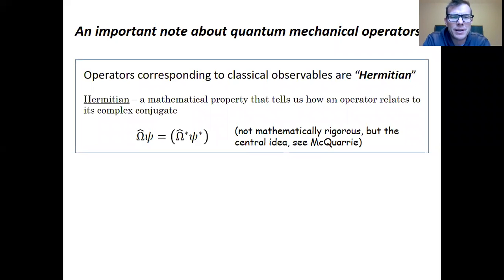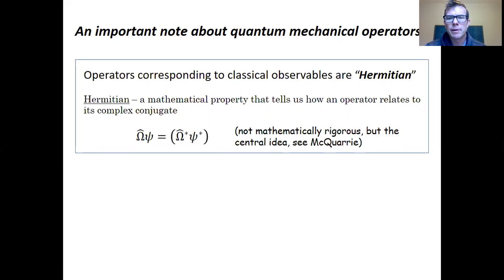What does that mean? Well, to be Hermitian is a mathematical property that tells us how an operator relates to its complex conjugate. This is the central idea. You normally think about an operator operating on the wave function. If you took the complex conjugate of the operator and operated on the complex conjugate of the wave function, you get the same result. Right? Now, that's not mathematically rigorous, but it's the central idea.